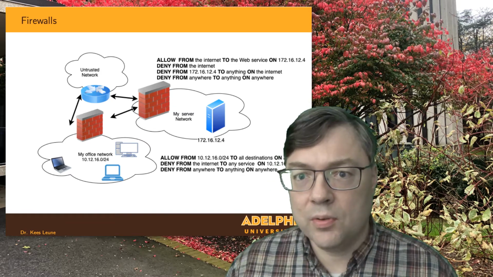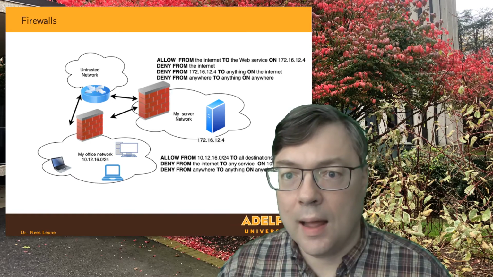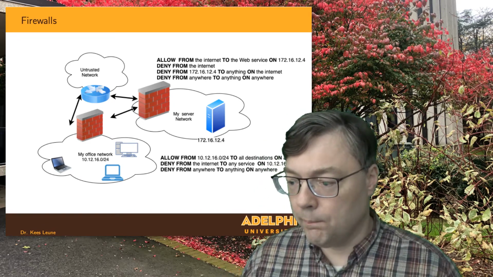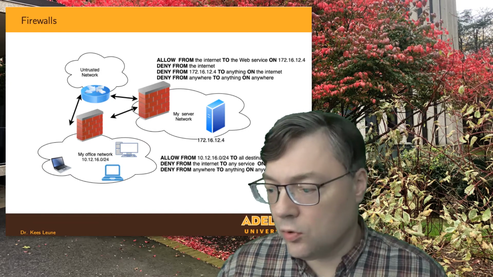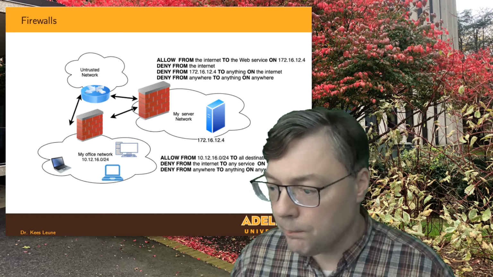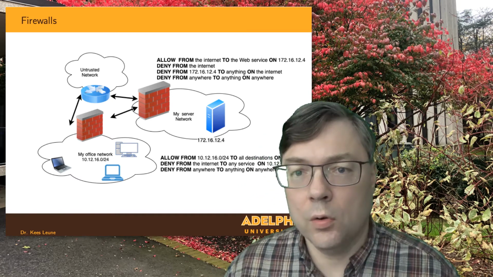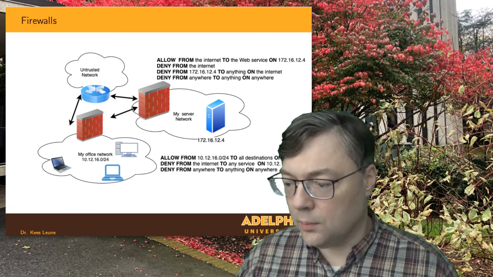Conceptually, you can think of them as different firewalls, although in the end you might buy a device that can have multiple of these firewall zones or interfaces associated with it. So let's say that my server network has a server in it with IP address 172.16.12.4. And my office network is the whole range of 10.12.16.0/24. We know what that means. We talked about that in one of the previous videos.